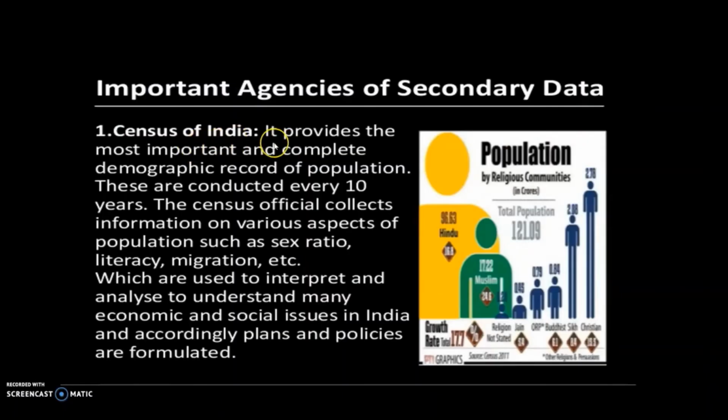The Census of India provides the most important and complete demographic record of population. These are conducted every 10 years. The census officials collect information on various aspects of population such as sex ratio, literacy, migration, etc., which are used to interpret and analyze to understand many economic and social issues in India, and accordingly plans and policies are formulated.